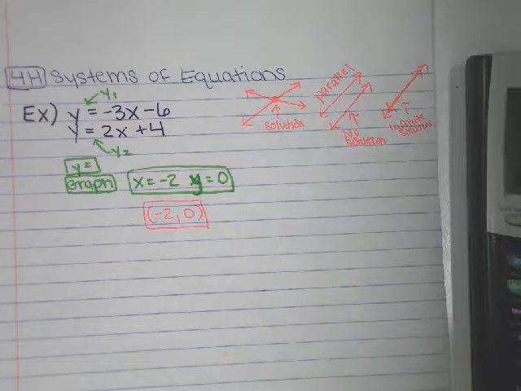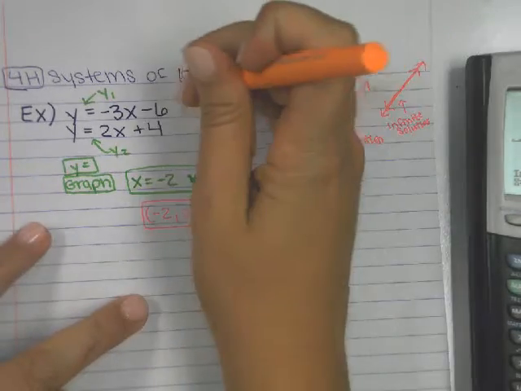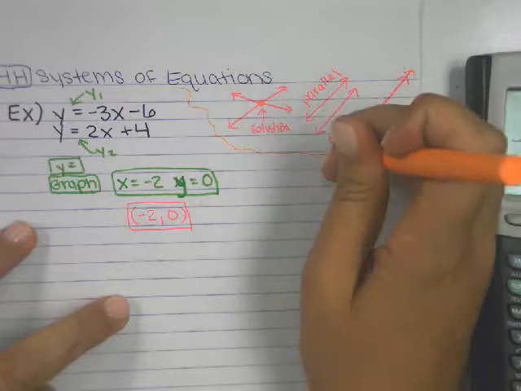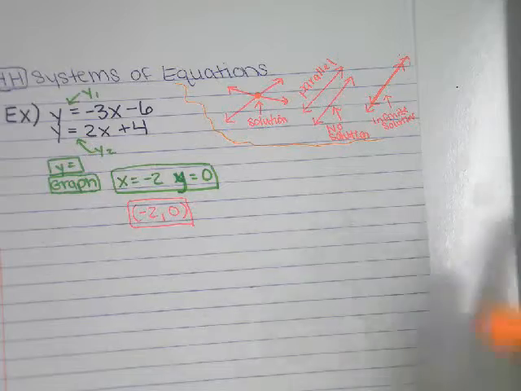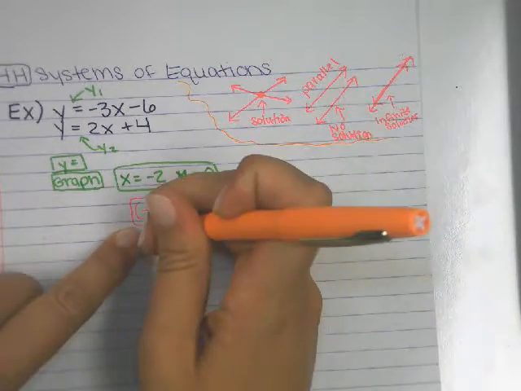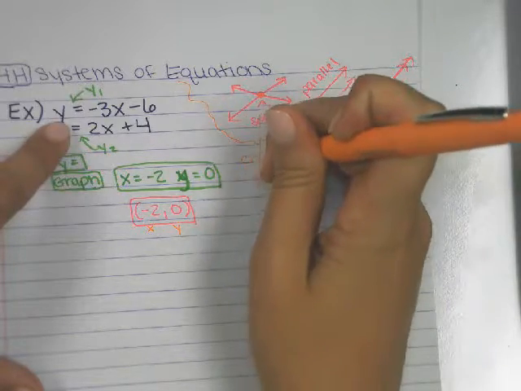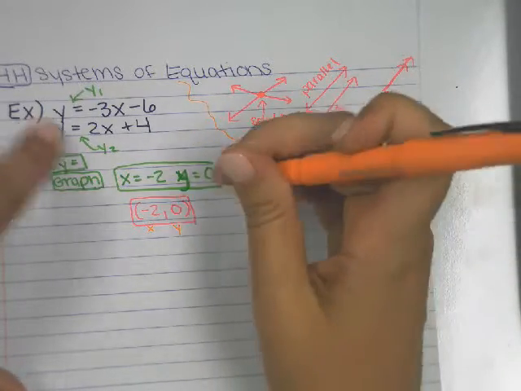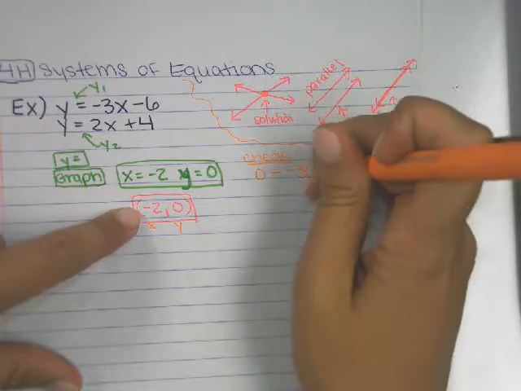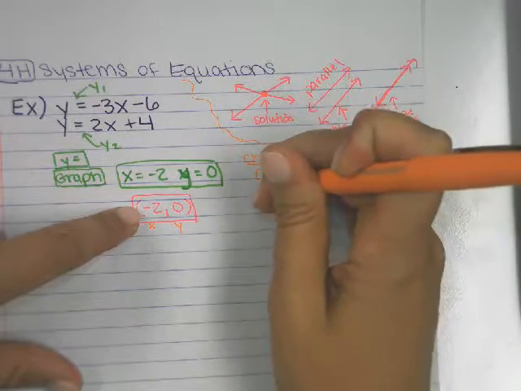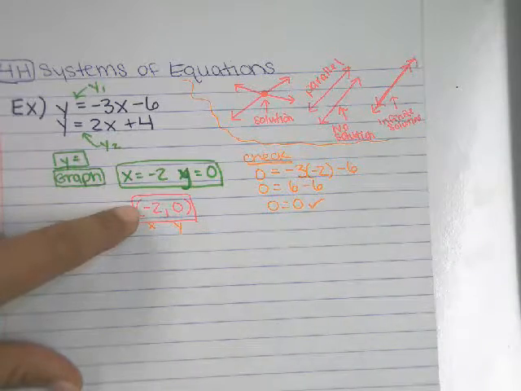So what does it mean to be a solution to a system? We said it's the point that they have in common, or the point that they share. Additionally, if I were to plug that point into both of my lines, it's going to work in both. So negative 2 is my x value and 0 is my y. Let's plug them in. So I'm going to check the first equation. Y is 0 equals negative 3 times x, which is negative 2, minus 6. Well, that's 6 minus 6. So that one checks out.